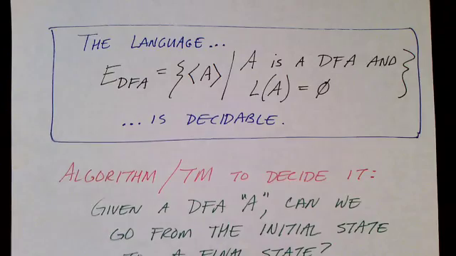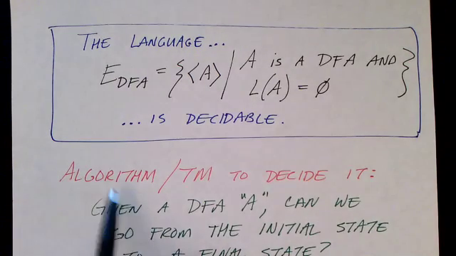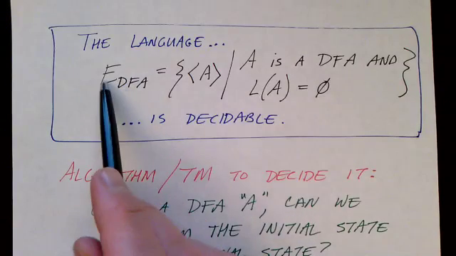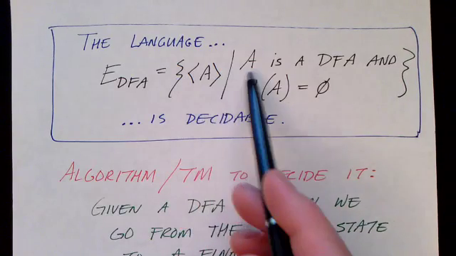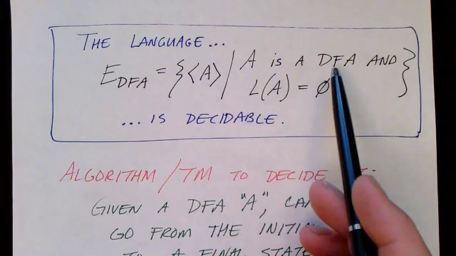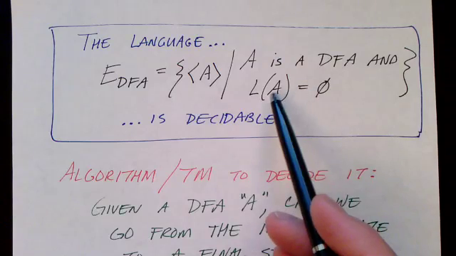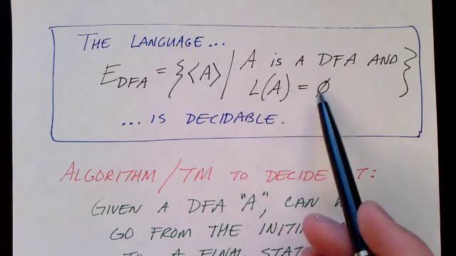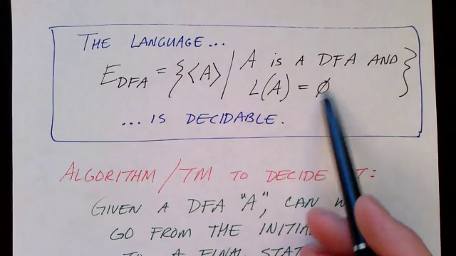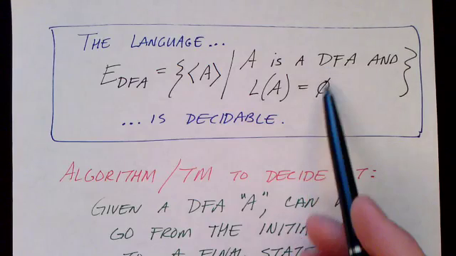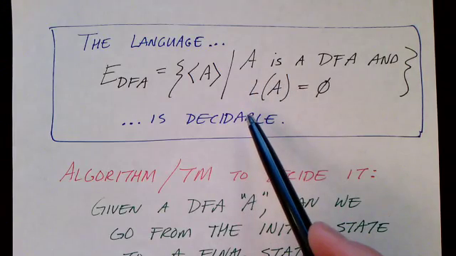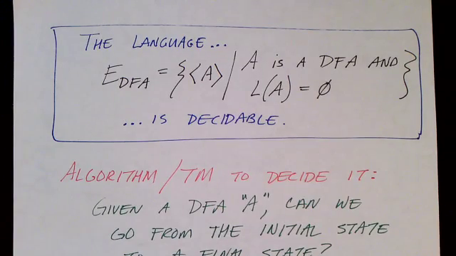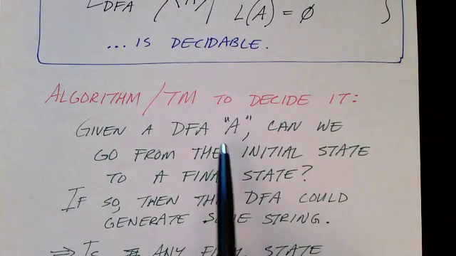Okay, let's look at the emptiness problem for regular languages first. And that problem is described by this language, E sub DFA. Here we're looking at the strings that are valid representations of deterministic finite state automata for which the language that is accepted is empty. In other words, does this deterministic finite state machine accept any string at all? And to show that this is a decidable problem, all we need to do is provide an algorithm to decide it. And the algorithm is really quite straightforward.